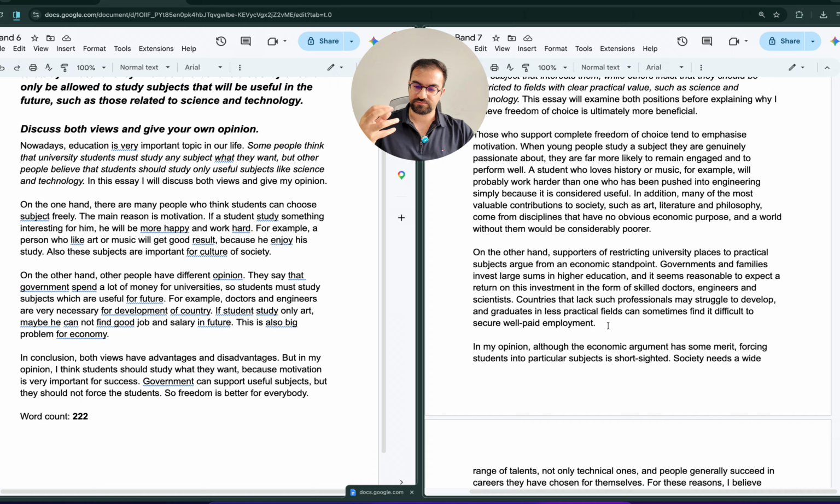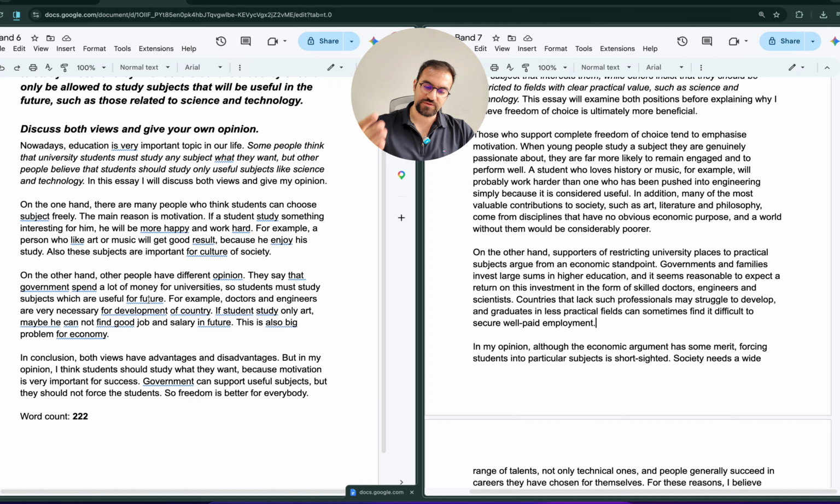Again, in our second body paragraph in band 7 essay, what we see is clear point, economic standpoint. So we know that this body paragraph will be about economics, like spending money, etc. So back to band 6. They say that governments spend a lot of money for universities, so students must study subjects which are useful for future.